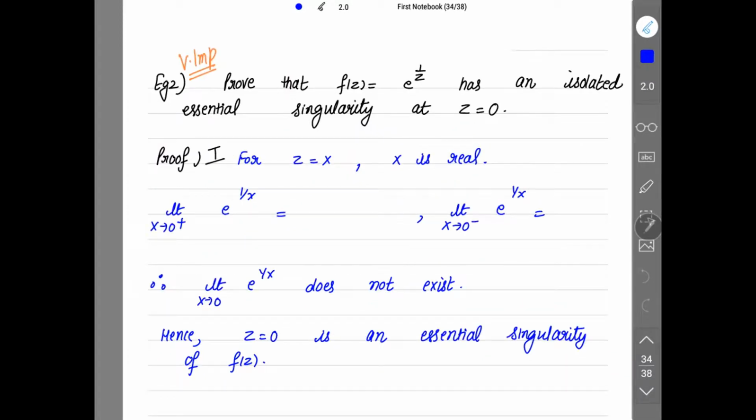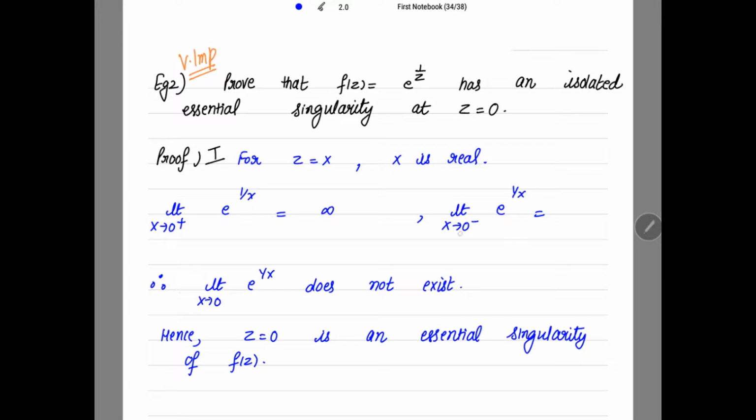Second example, this is very important. Prove that f(z) equal to e to the power 1 by z has an isolated essential singularity at z equal to 0. Now if I take z to be equal to x for all real x, I will just check the limit. Limit x tends to 0 plus, it is given that you have to check for z equal to 0. So if I take the right hand limit on this, e to the power 1 by x, what am I getting? This is 1 by 0, that is infinity.